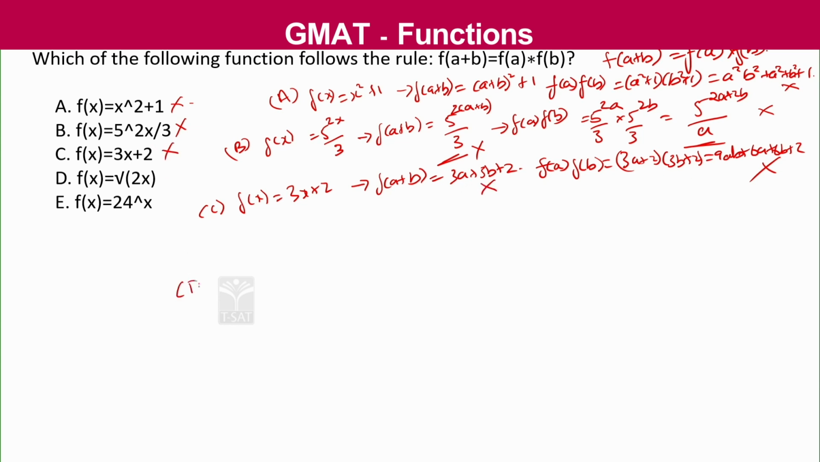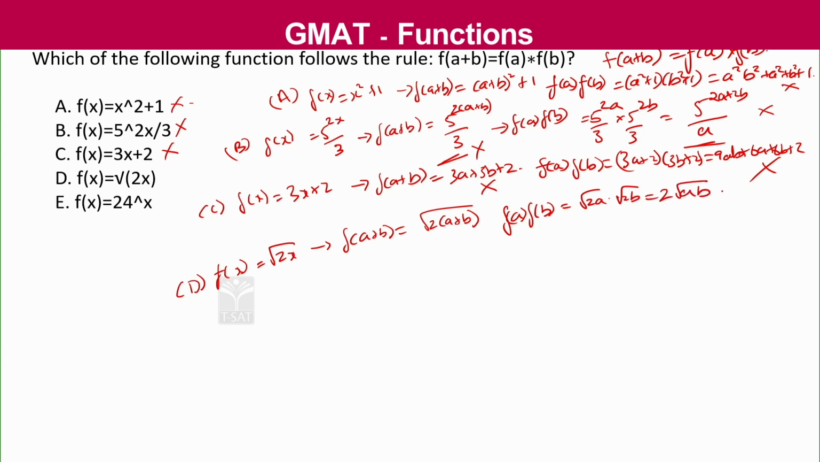In option D, you have f of x is equal to root of 2x. So, here f of a plus b will be equal to root of 2 times a plus b, and f of a into f of b is equal to root 2a into root 2b, which is equal to 2 times root of ab. This is again not matching f of a plus b, so you can cancel out this. So, you can go ahead and say that the answer will be option E, but for our solving purpose, let's just see if the answer is option E.